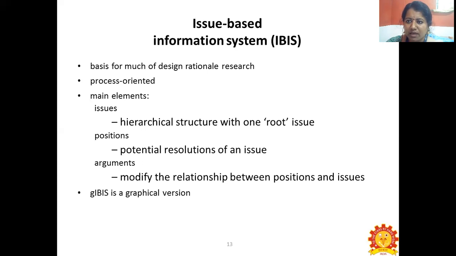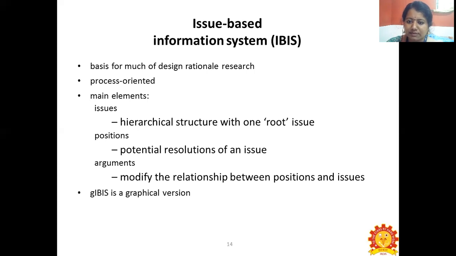Moving on to the issue-based information system, IBIS, which is the basis for much of design rationale research. IBIS is process oriented. The main elements in IBIS are issues, positions, and arguments.